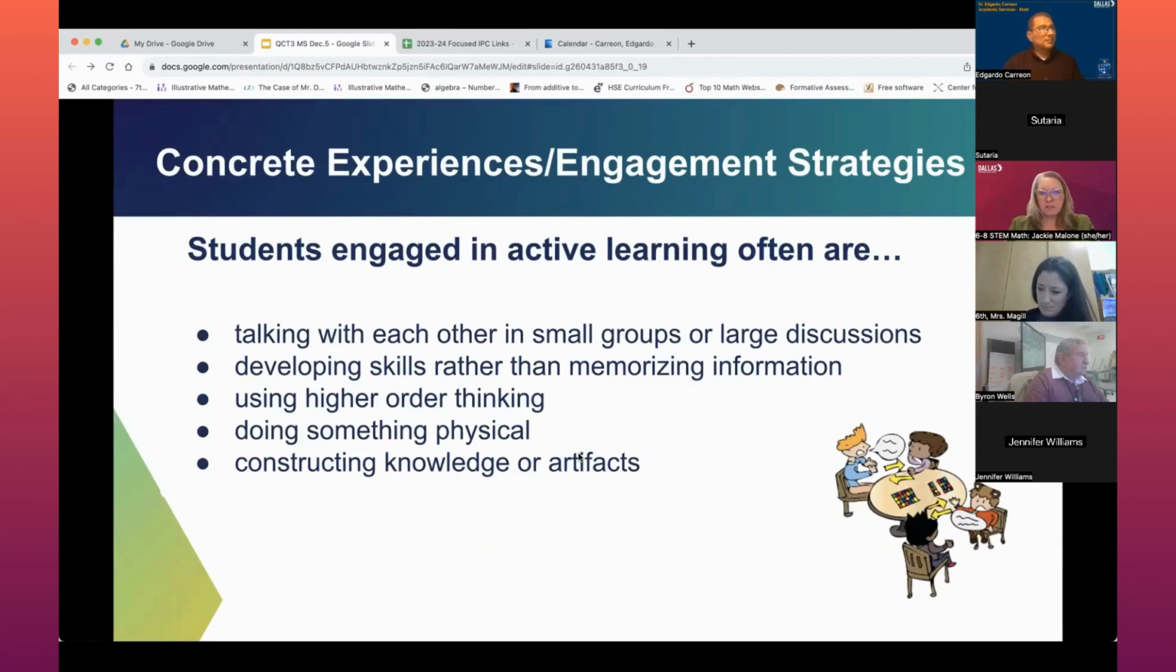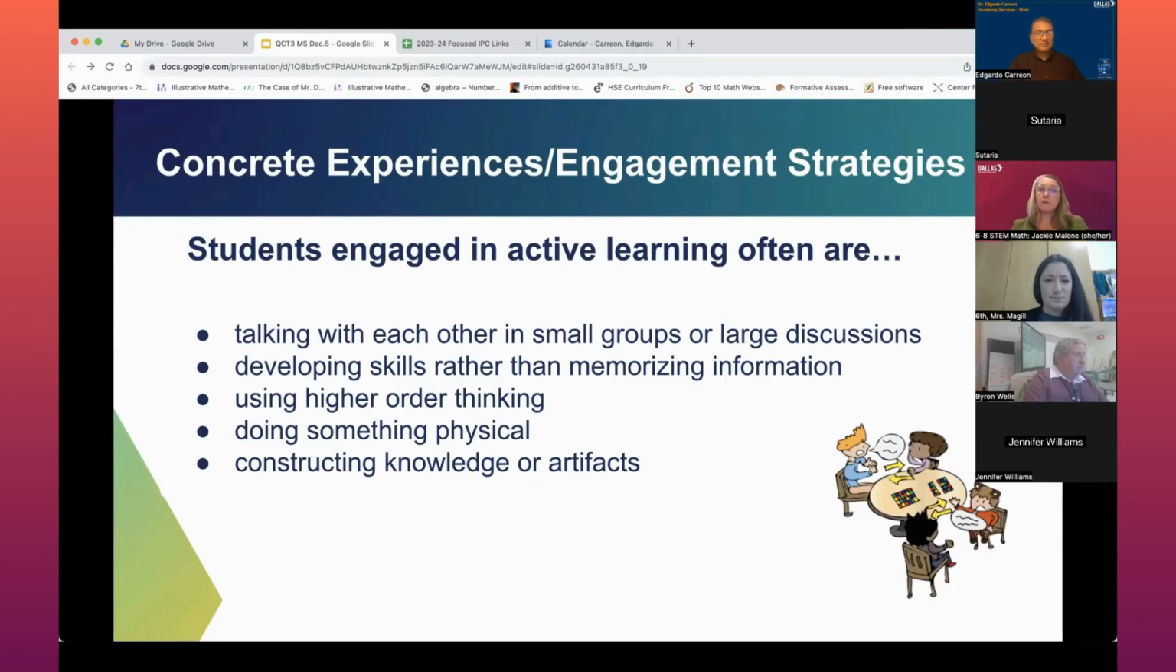They're talking with each other. I think I saw that in the chat. Developing skills rather than memorizing, using higher order thinking, doing something physical. So I know I saw some being active in the chat when they're communicating. So what didn't we see in the chat? Maybe that constructing knowledge, the developing skills, those are all indicators of when students are engaged.